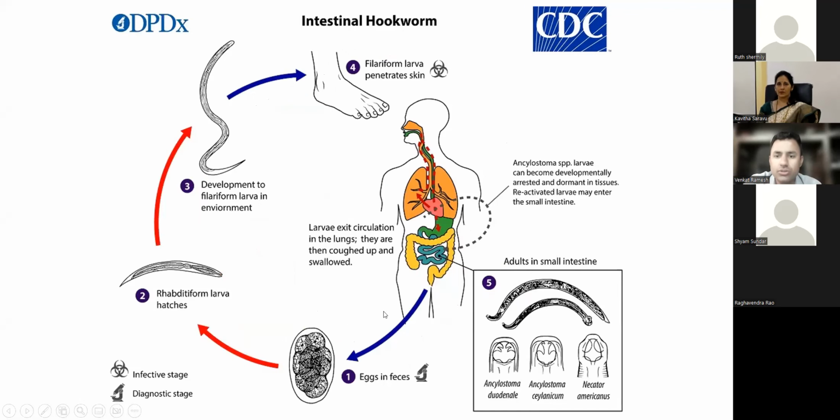Okay, so for the hookworm, again, you have the hookworm egg in the feces. The rapidly formed larvae hatches, it develops into filariform larvae, which penetrates the skin, and the larvae exit the circulation in the lungs. They are coughed up and then swallowed. So there are small differences between Ancylostoma and Necator. The Ancylostoma larvae can become developmentally arrested and dormant in tissues. Reactivated larvae may then enter the small intestine, and Ancylostoma may also be transmitted by ingestion of the larval forms, but predominantly it is percutaneous.